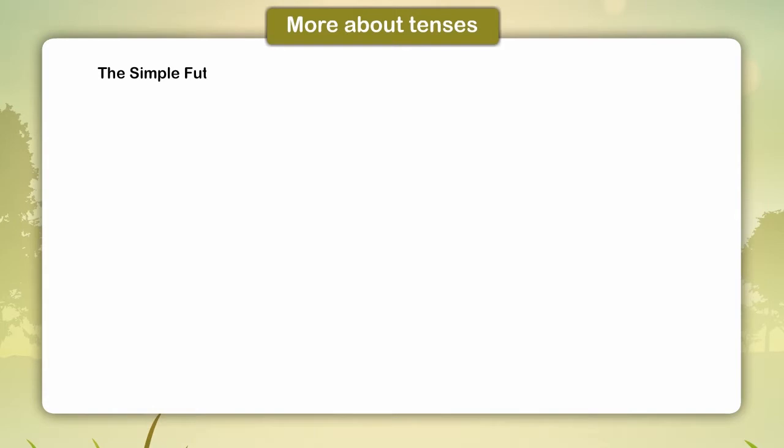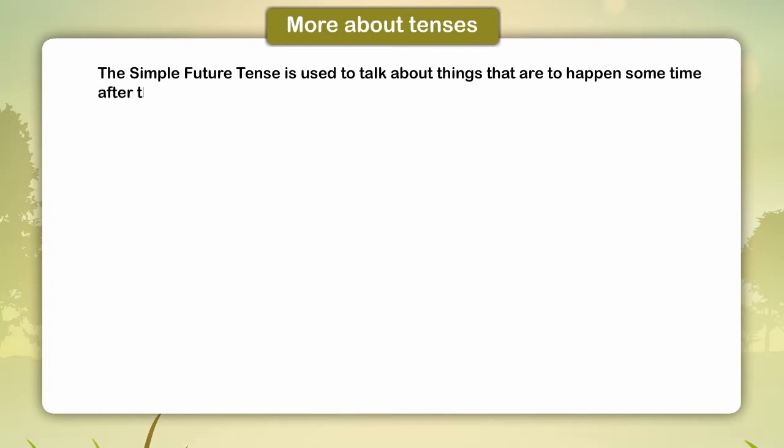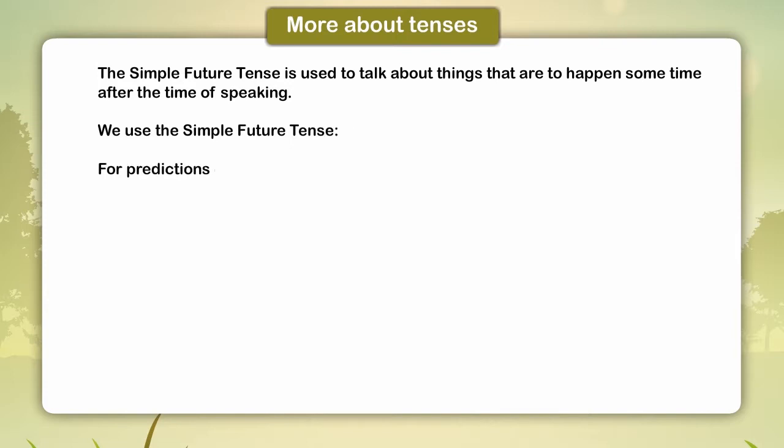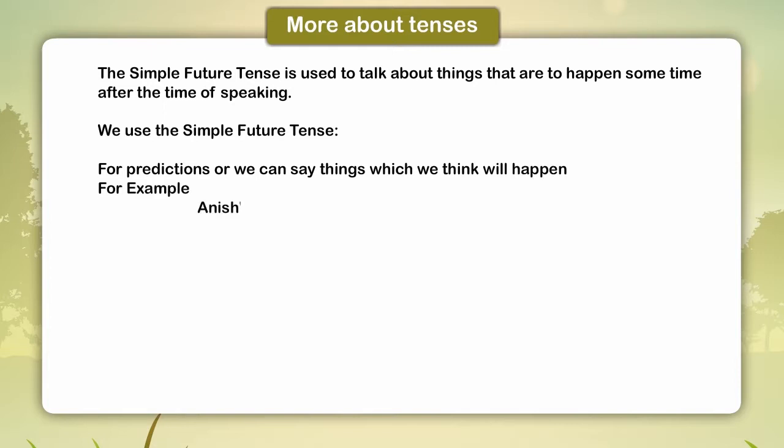The simple future tense is used to talk about things that are to happen sometime after the time of speaking. We use the simple future tense for predictions, or we can say things which we think will happen. For example, Anisha's plane will arrive at 8.